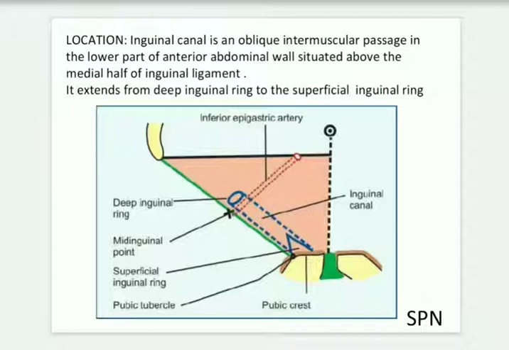It is an oblique intermuscular passage in the lower part of your anterior abdominal wall. It is situated just above the medial half of the inguinal ligament. It extends from the deep inguinal ring to the superficial inguinal ring. As you can see in this picture, your inguinal canal runs from the superficial ring to the deep inguinal ring. So that is your inguinal canal.